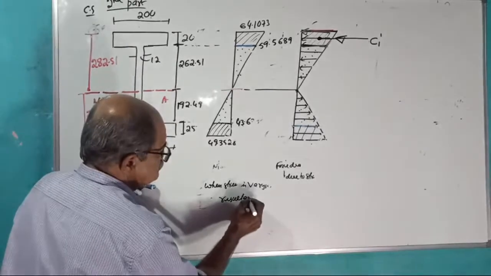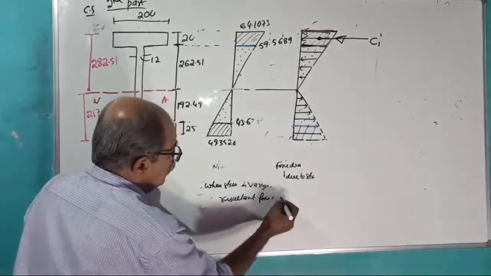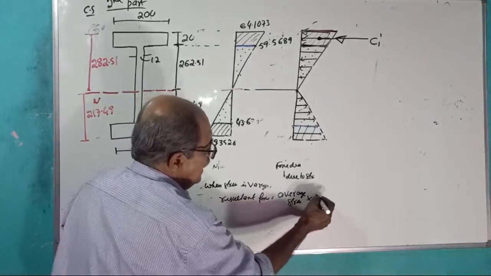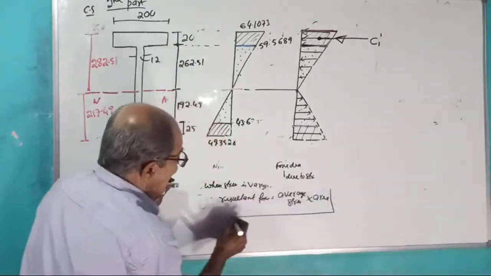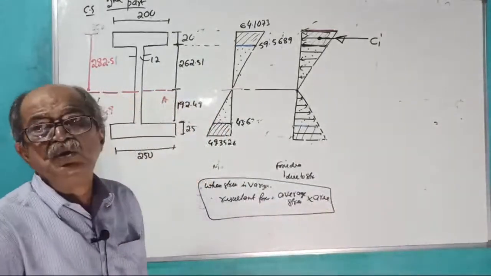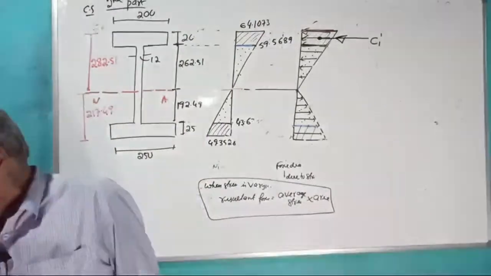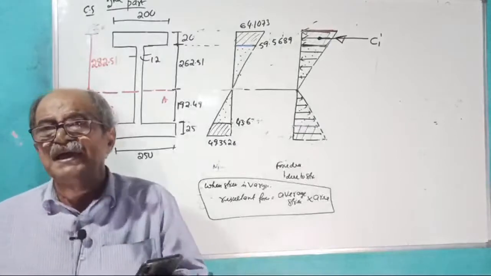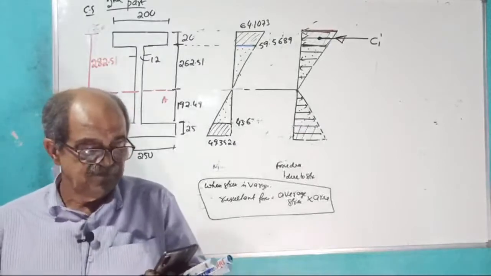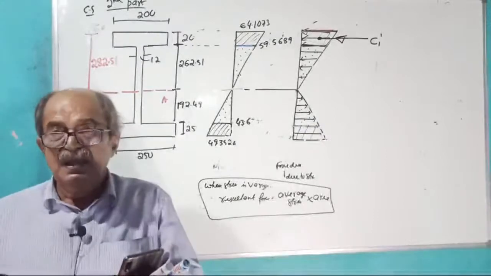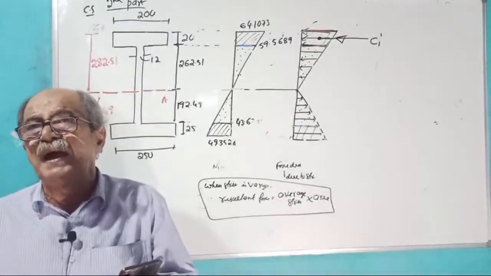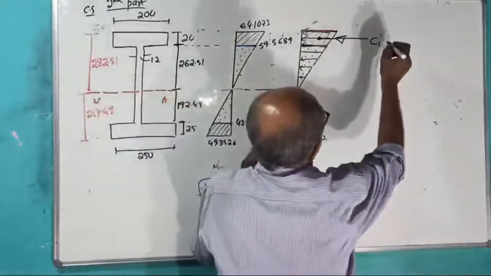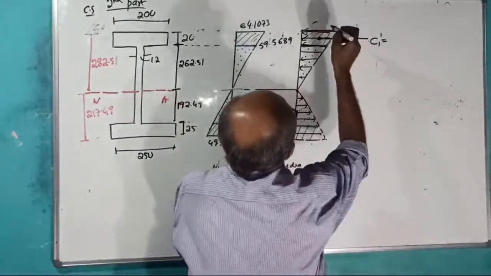Force equal to stress into area. But remember, when the stress is varying, resultant force equals average stress into area. Are you using this principle in RCC or not? Average stress into area. In RCC, it is B into x into fc by 2. Therefore, remember, right here you should write C1 dash equal to average.